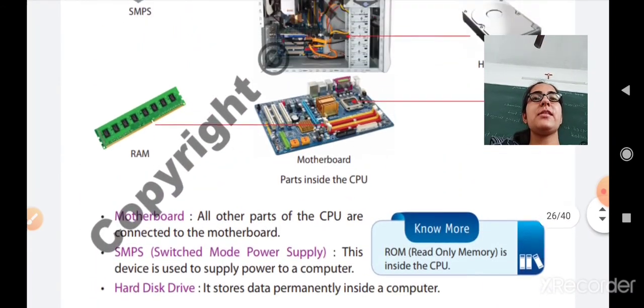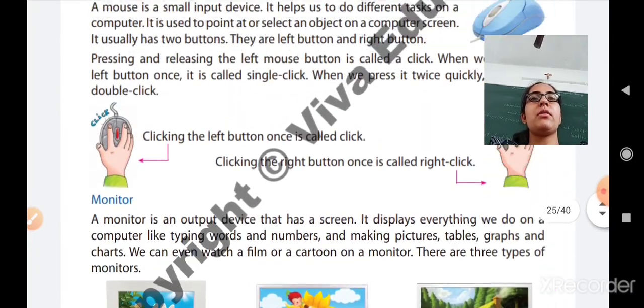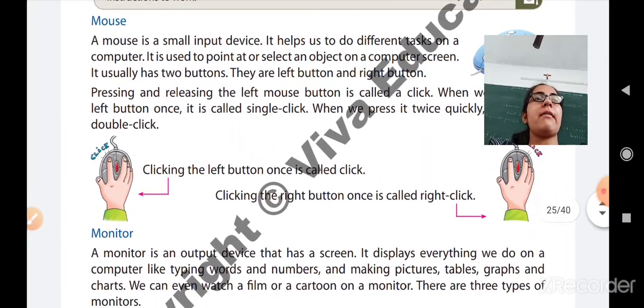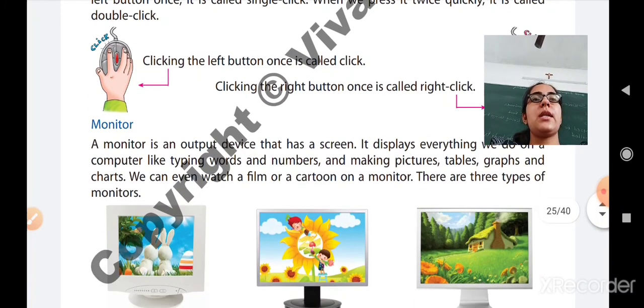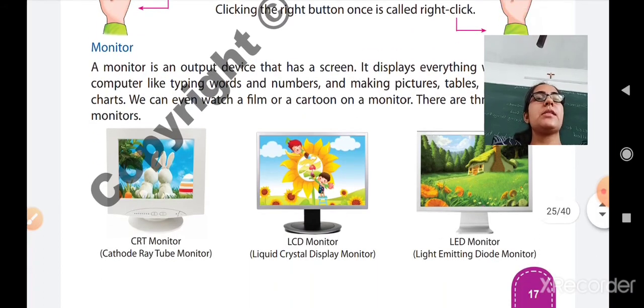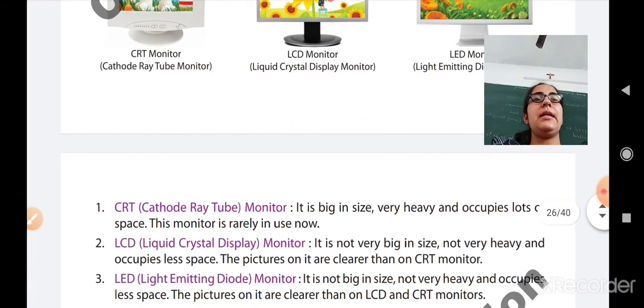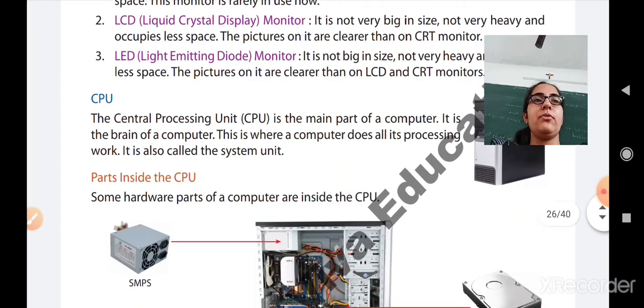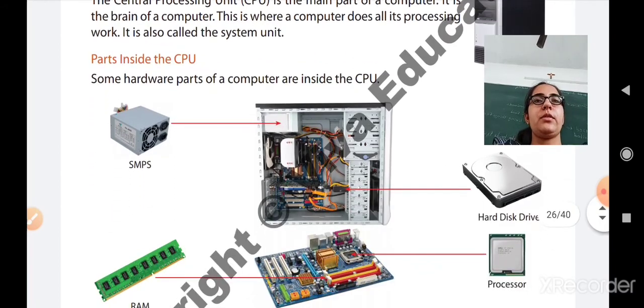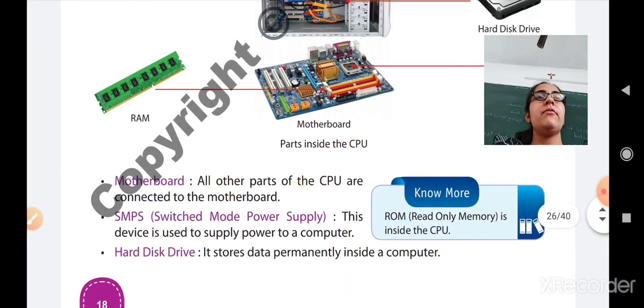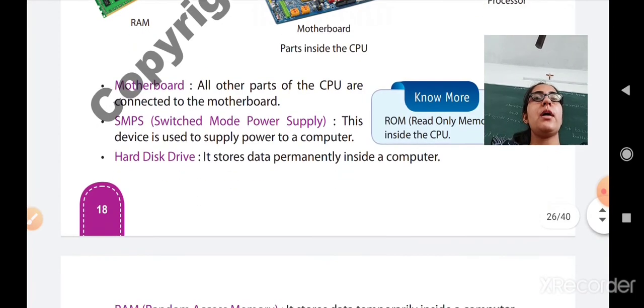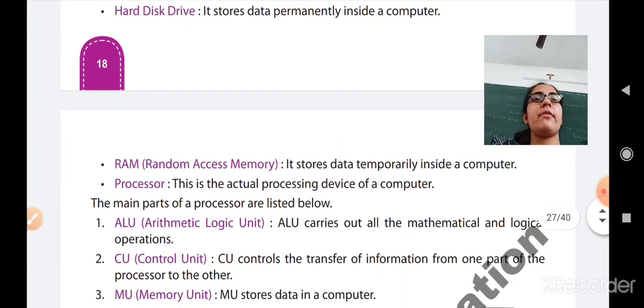Okay students, so I revise it once again. Today we have studied about the mouse, that is the left click, right click, and it is used to select or to point at anything on the computer screen. Then monitor. The monitor is an output device which gives you the result. There are three types of monitor: CRT monitor, LCD monitor, and LED monitor. Then CPU. The CPU is the main part of the computer. It is called the brain of the computer. We have studied about the parts which are inside the CPU: motherboard, SMPS, hard disk drive, RAM, and processor.